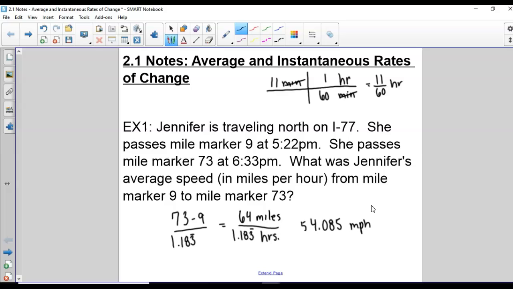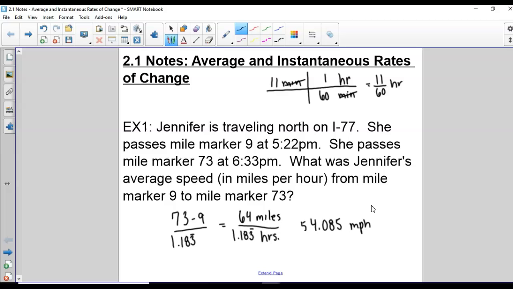Okay. So that is the average speed that Jennifer traveled from mile marker 9 to mile marker 73 on I-77. So this is maybe something you might have not converted right or might have messed up, but this is just basically distance divided by time that you've done for a long time. So what I want you to start thinking of here, that we kind of talked about at the very beginning of the class when we were talking about my speeding tickets, is that a cop does not care about your average speed, right? They care about your instantaneous speed.